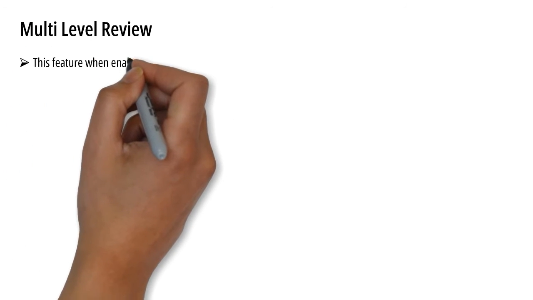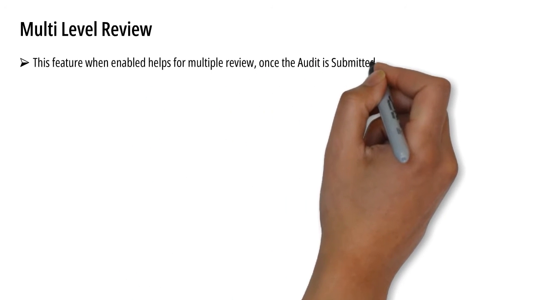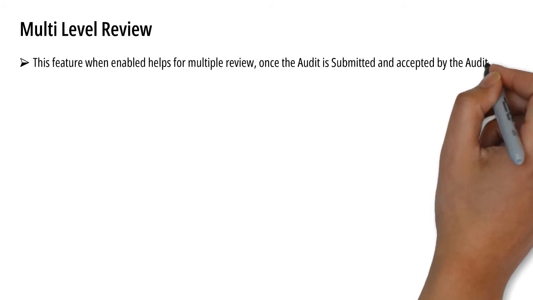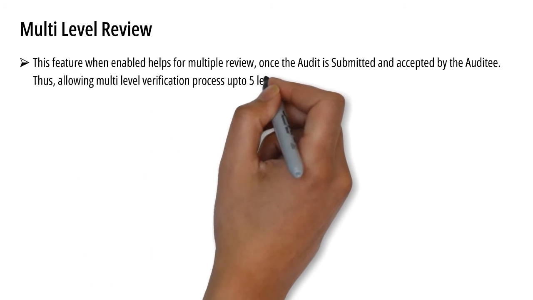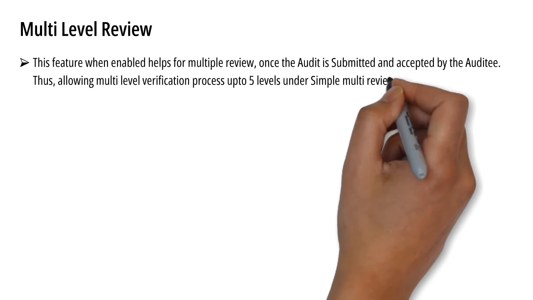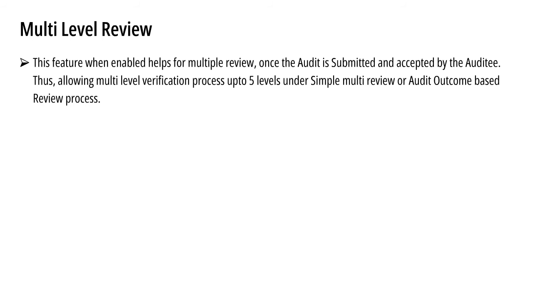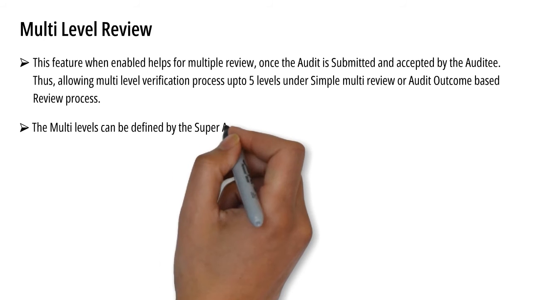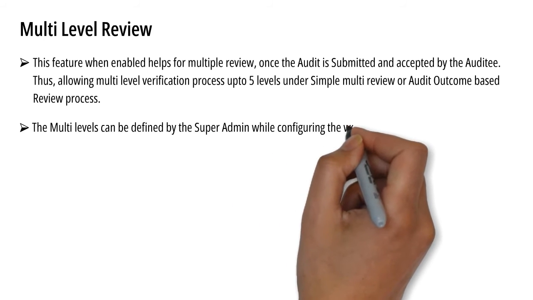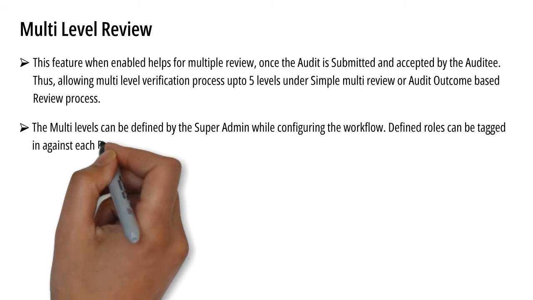Multi-level review. This feature, when enabled, helps for multiple review once the audit is submitted and accepted by the auditee, thus allowing multi-level verification process up to 5 levels under simple multi-review or audit outcome-based review process. The multi-levels can be defined by the superadmin while configuring the workflow. Defined roles can be tagged in against each review level.